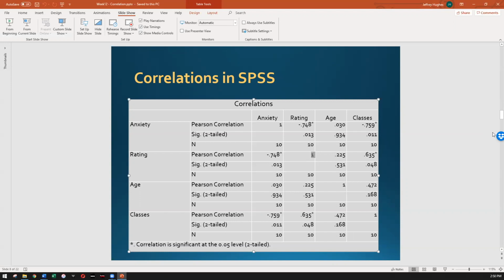Because a correlation of X and Y is the same thing as doing a correlation of Y to X. So what do I mean by that? The correlation between anxiety and rating is negative 0.748. Let's go to rating and anxiety: negative 0.748. It doesn't matter in which order you go in. Are there any questions so far about what makes up a correlational matrix and how to interpret a specific correlation?